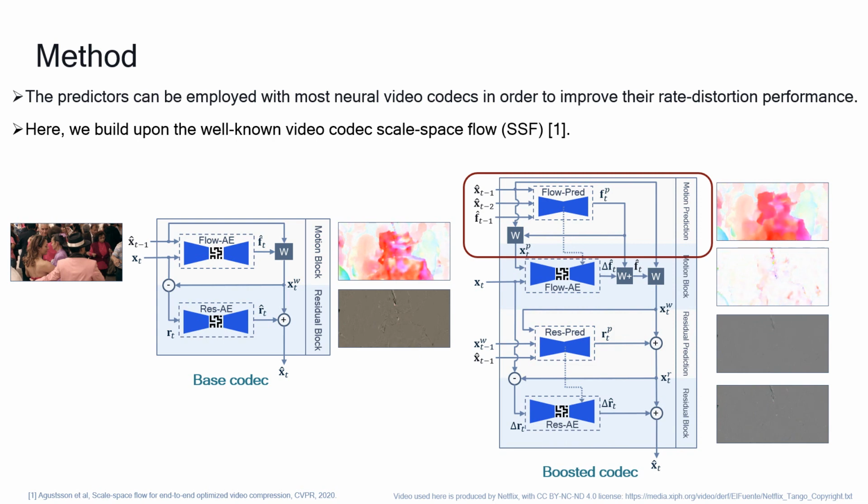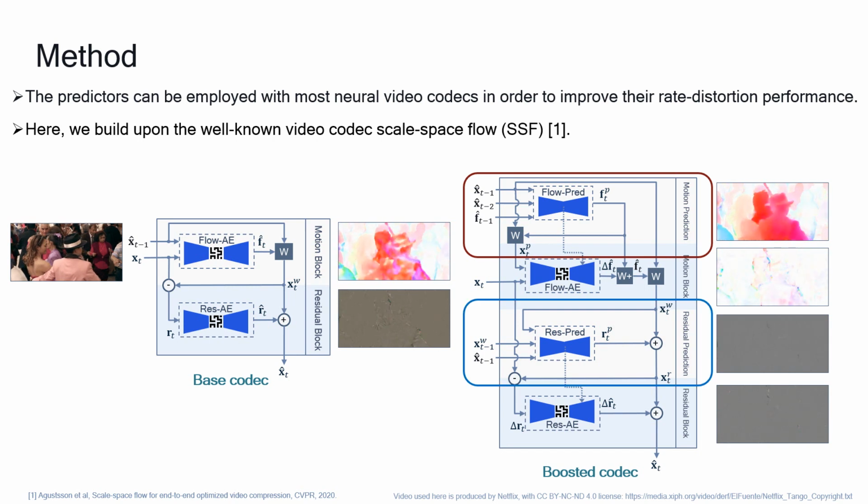The motion predictor receives a history of input frames and previous motion maps and predicts the current motion map. Similarly, the residual predictor receives a history of previous motion compensated frames and predicts the current residual map. As noted before, the motion and residual maps in the boosted codec are less correlated compared to the ones in the base codec, resulting in overall bitrate saving.